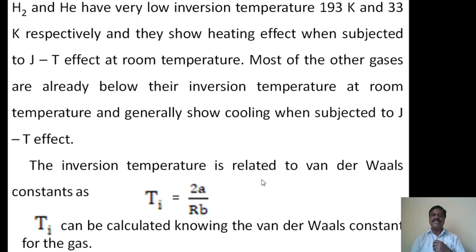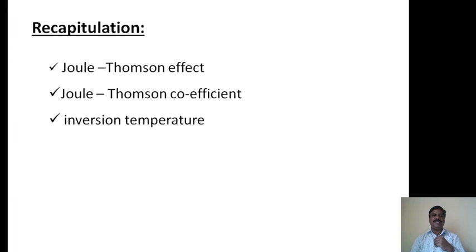The inversion temperature is related to the van der Waals equation constants, that is, Ti is equal to 2a divided by Rb. Here Ti can be calculated knowing the van der Waals constants a and b and the R value. Suppose we know them, then Ti can be calculated, and that is called the inversion temperature. Ti is equal to 2a divided by Rb, and this equation is called the inversion temperature equation.